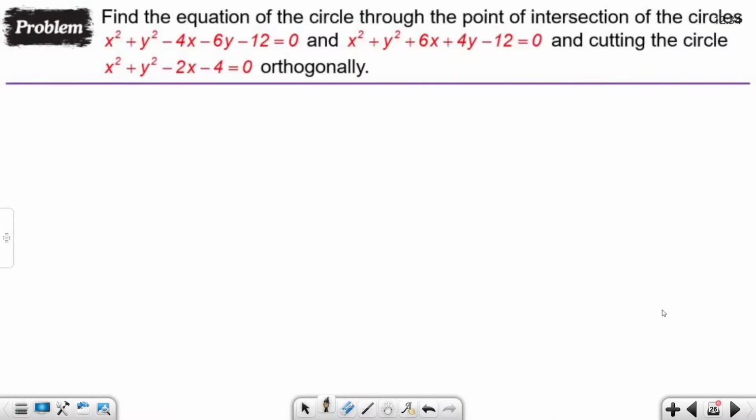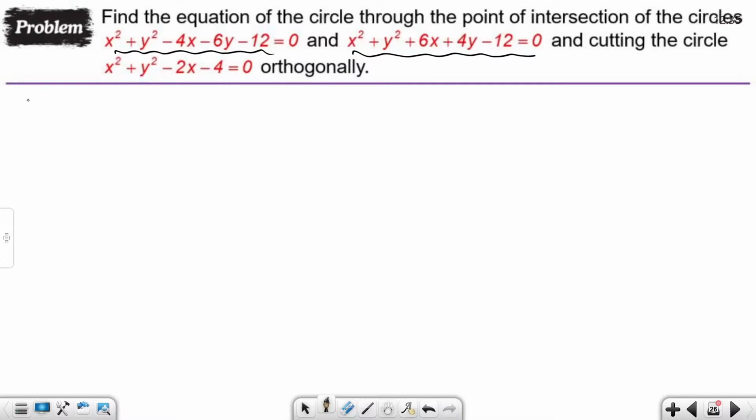See this one. Find the equation of the circle through the point of intersection of this circle and this circle. You have to find the equation of that circle which is passing through the points of intersection of these two circles. So the moment I see this, the first thing that comes to my mind is that I have to apply the family of circles.